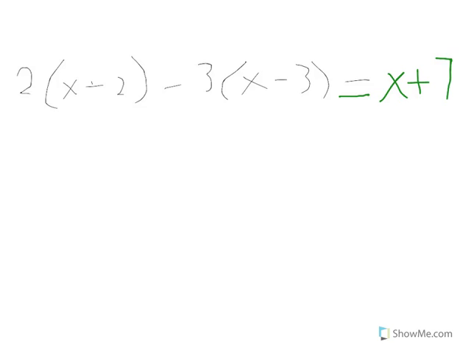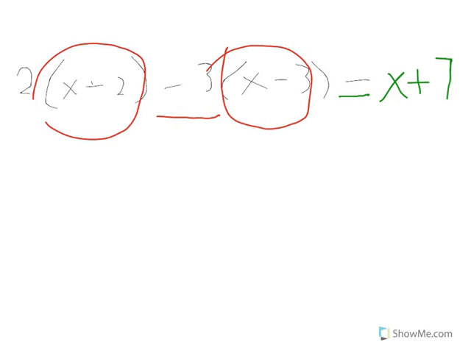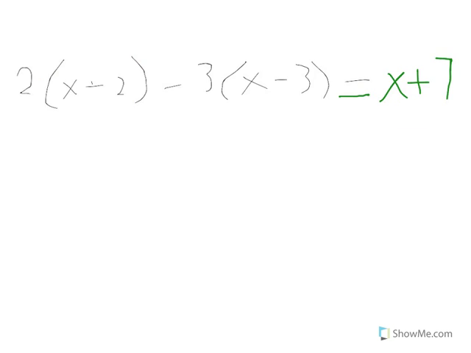Okay, now let's simplify this equation. It's very simple. You can read it as 2 and then there's a bracket x plus 2, then there's minus 3, then there's x minus 3, and then equals x plus 7. Okay, so whatever is outside the bracket, I will multiply with whatever is inside the bracket individually.